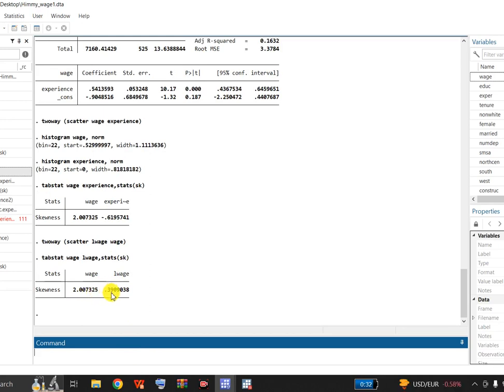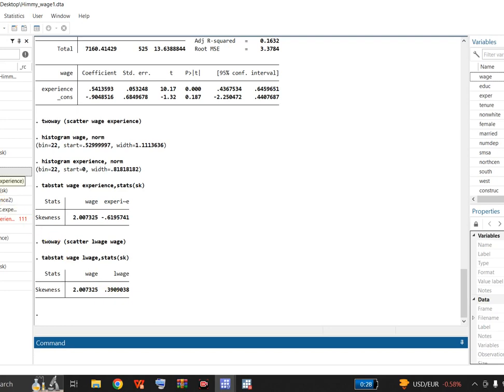So this is not exactly equal to 0, but it is close to 0. That shows that if you take the log of wage, then the distribution of the log of wage is almost normally distributed.